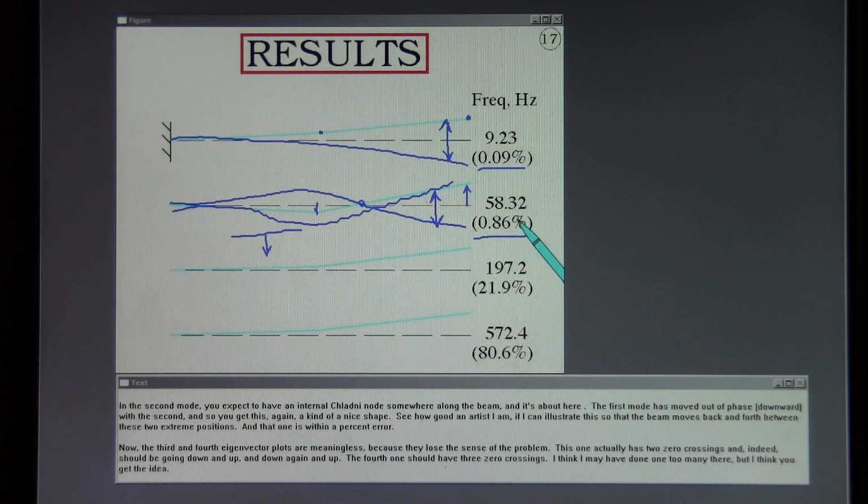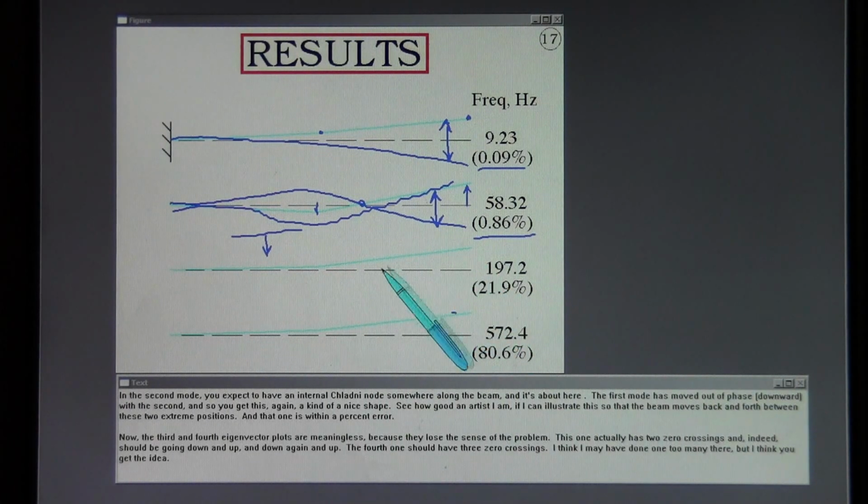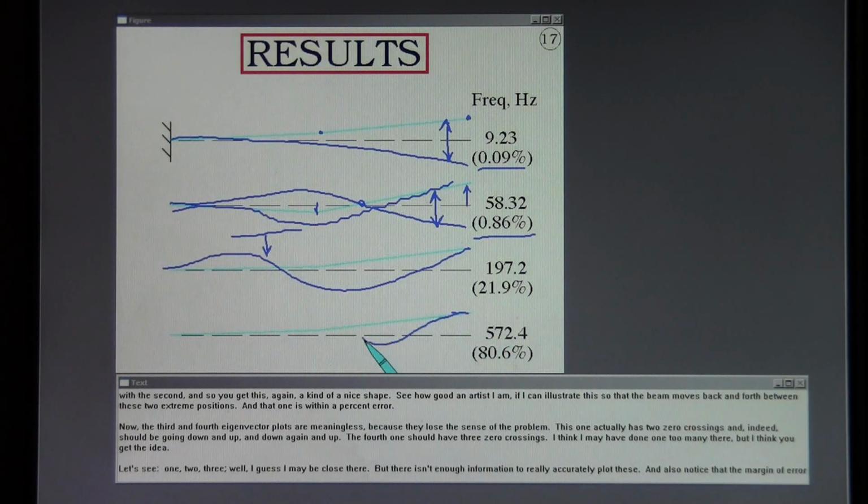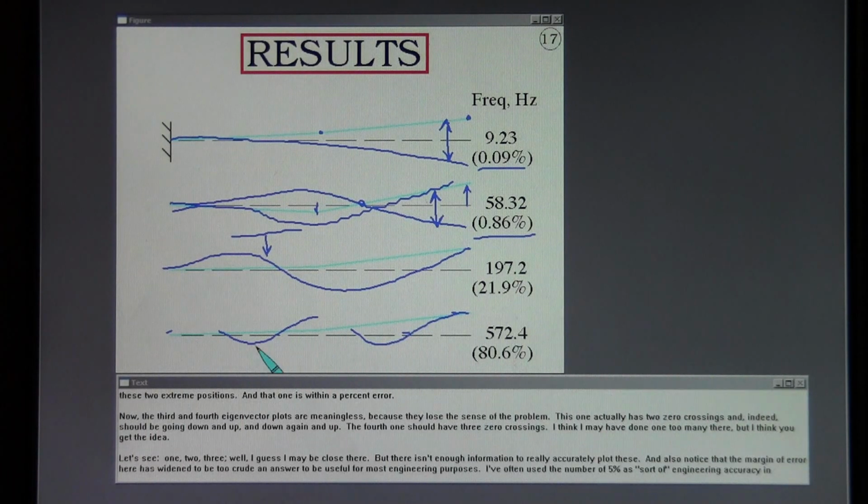Now the third and fourth eigenvector plots are meaningless because they lose the sense of the problem. This one actually has two zero crossings and indeed should be going down and up and down again, and the fourth one should have three zero crossings. Let's see, I think I may have done one too many there, but I think you get the idea. Let's see, 1, 2, 3, I guess I may be close there. But there isn't enough information to really accurately plot these.